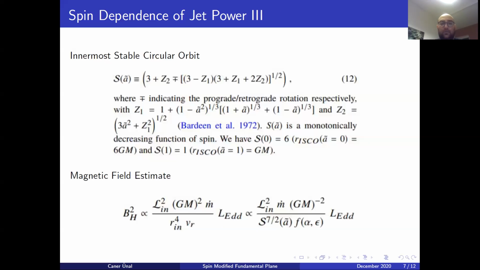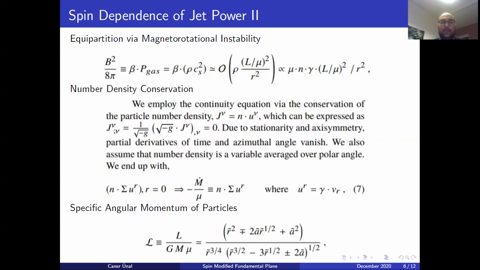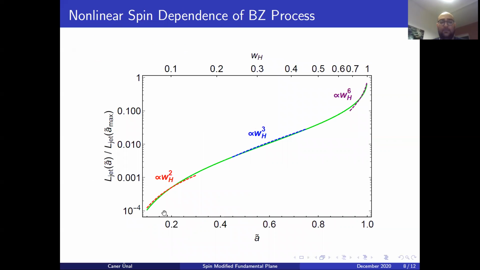When you take this relation and the jet relation and plug in the B field, you end up with a highly nonlinear and non-trivial spin dependence. It's interesting that even at slow spin values you see a quadratic proportionality, and this spin dependence grows very fast and non-linearly. Even at very high spins, it goes with omega to the 6, which interestingly matches perfectly with the various simulations done by Tchekhovskoy, McKinney and Narayan.